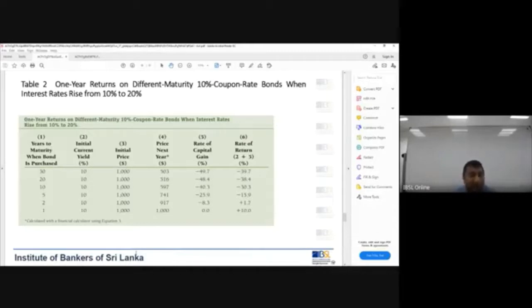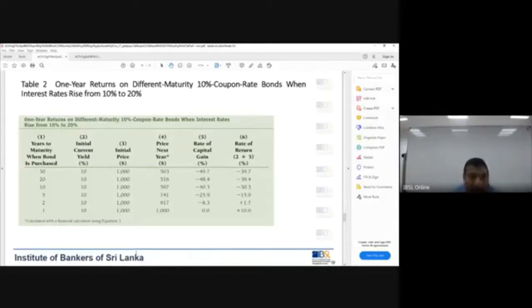And similarly, for the 30-year bond, the impact is much stronger. 503 minus 1,000 over 1,000. Right? It is minus 49.7. And then you see the rate of return. Coupon over price, plus (P_{t+1} - P_t) / P_t. That's the second component. That is columns 5 and 2. We are combining them together to compile the rate of return.